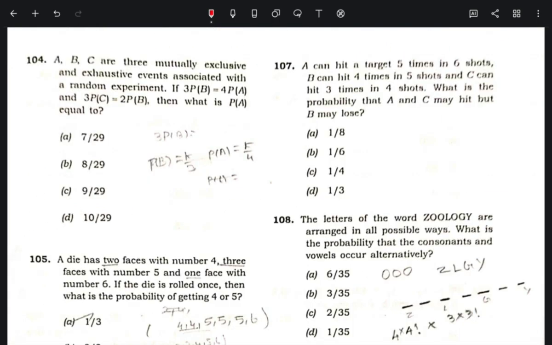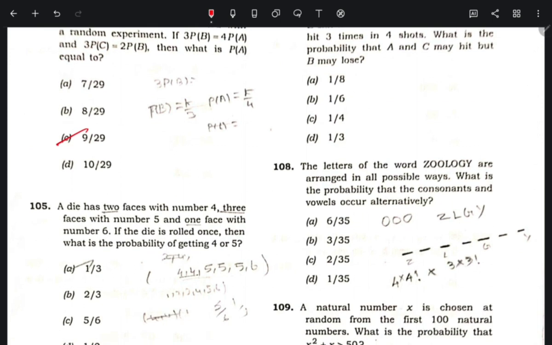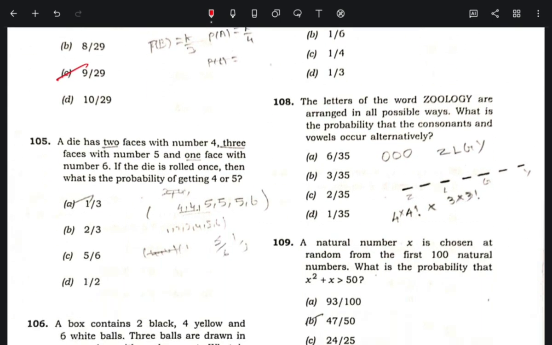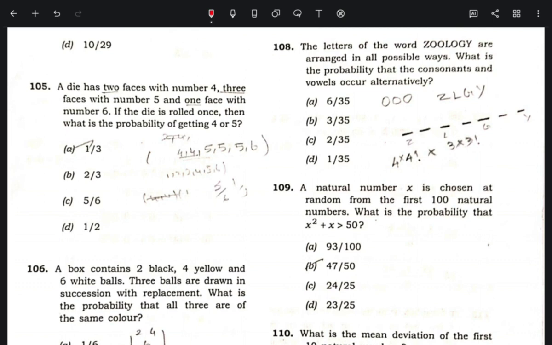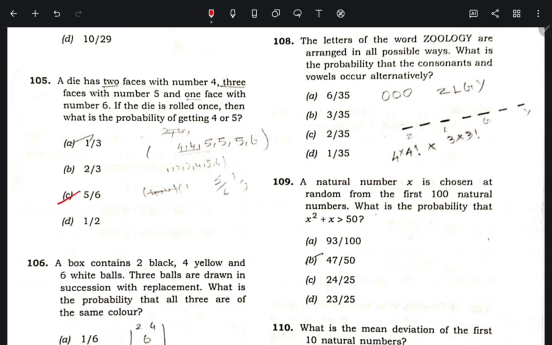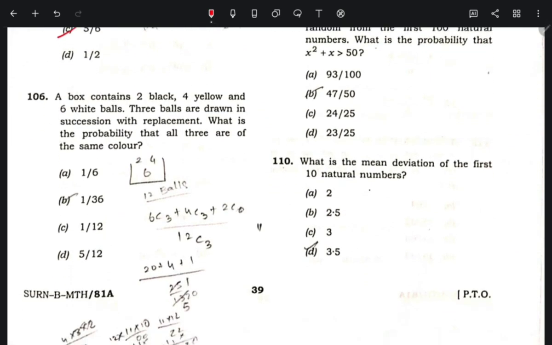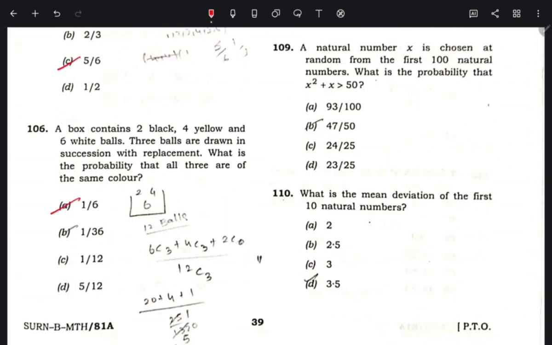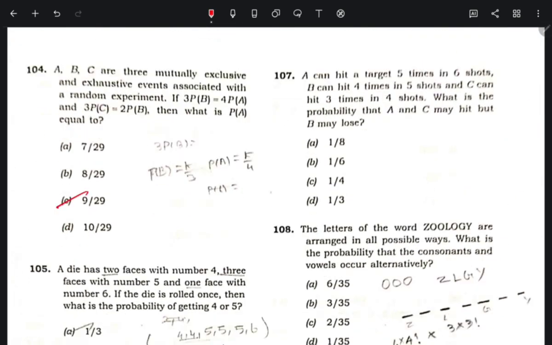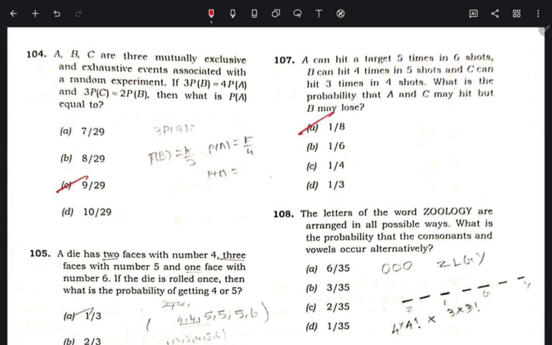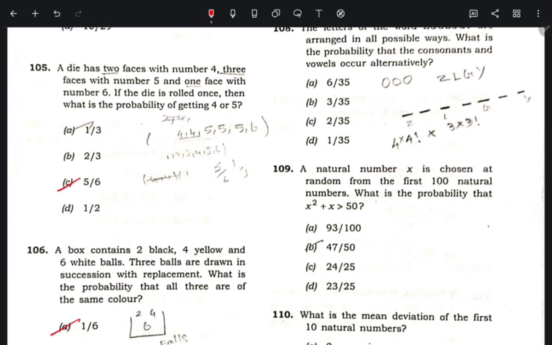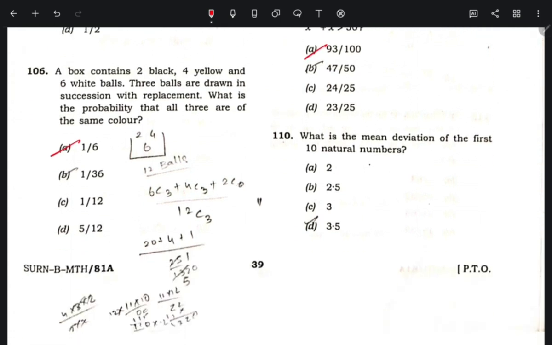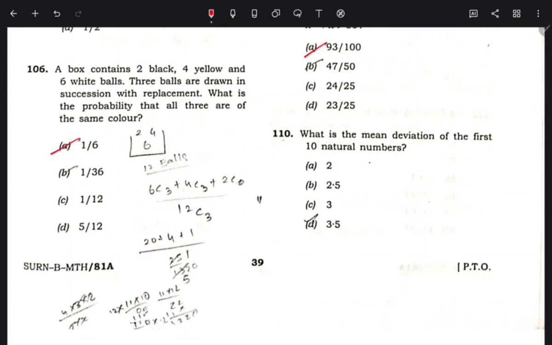So 104 again the answer will be C. So use the exhaustive events, they are given as exhaustive events. Use the formula for exhaustive events. 105 is C, direct probability question. So 106 be A, again direct probability question. 107 you have A. 108 you have D. 109 you have A. 110 you have B.